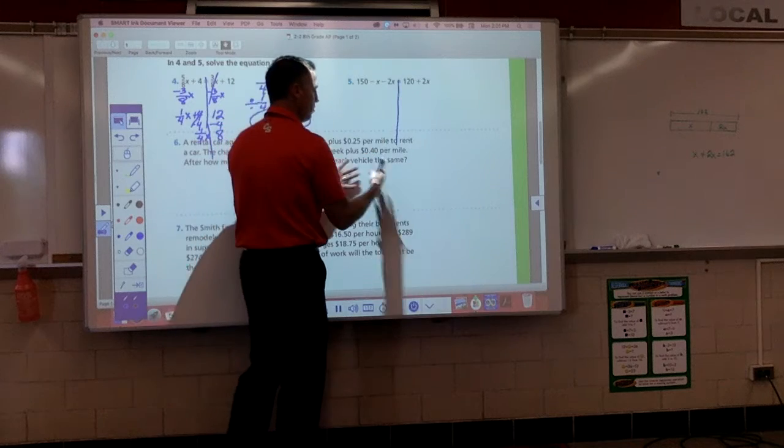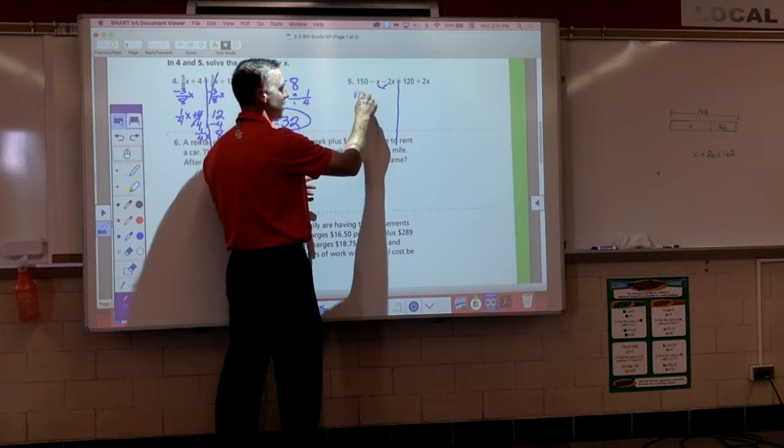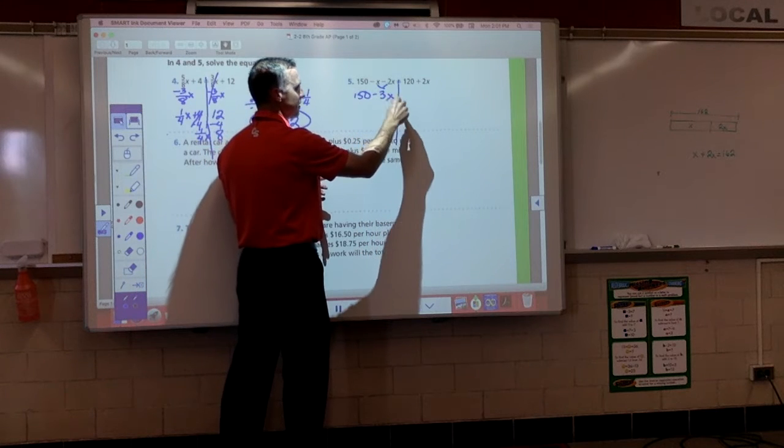Combine like terms here, people. Give us more room to do more work. Okay? Combine like terms. Starting it off. Those two terms combine together to be a negative 3x.